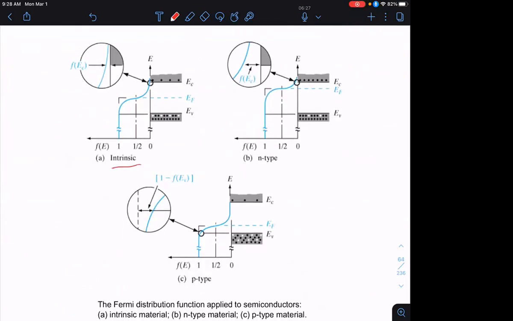So the intrinsic case corresponds to E of EF being more or less near the middle of the gap, and this F of E and 1 minus F of E terms are going to be kind of symmetric. But in N-type, EF moves up close to the conduction band.